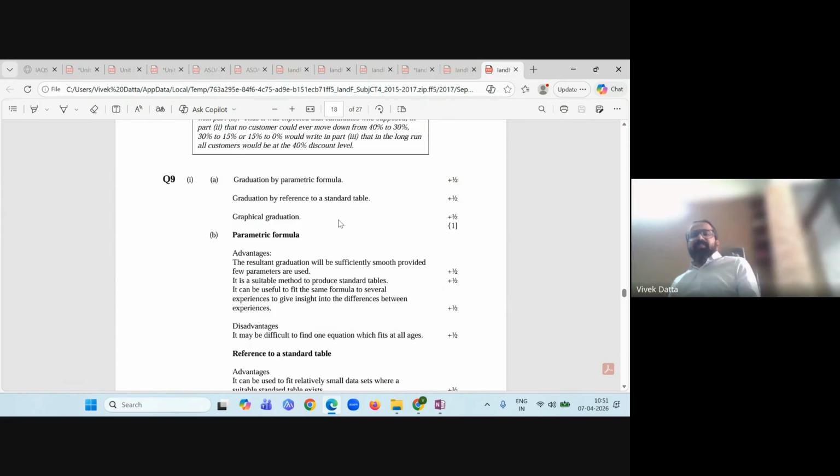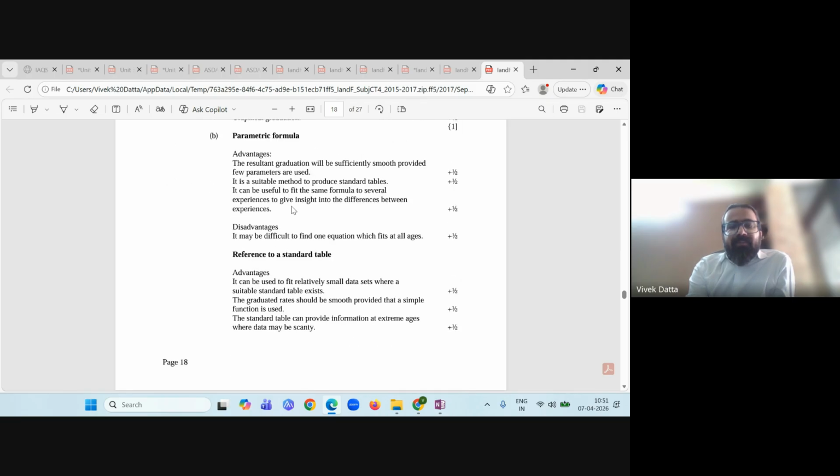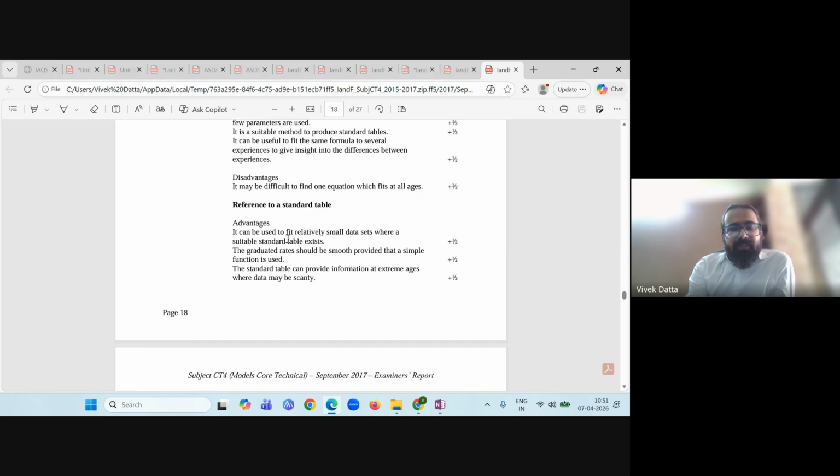Two types are parametric, standard table, graphical graduation. So you forget graphical, that has been replaced by the spline. Resultant graduated data will be sufficiently smooth provided few parameters are used. It is a suitable method to produce standard tables. It can be useful to fit the same formula for several experiences to give insight into the differences between experiences, and it may be difficult to find one equation which fits at all ages. It can be used to fit relatively small data sets where a suitable standard life table exists.